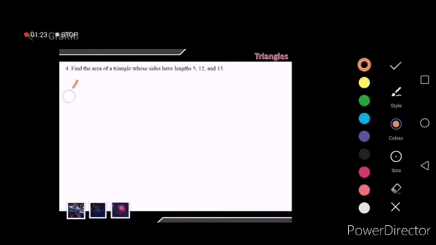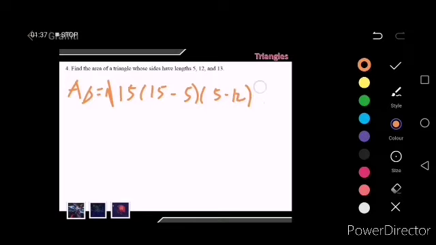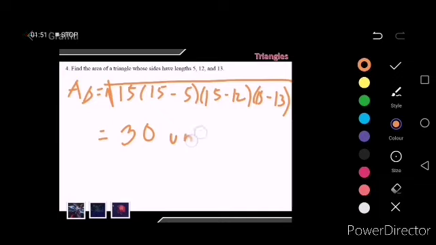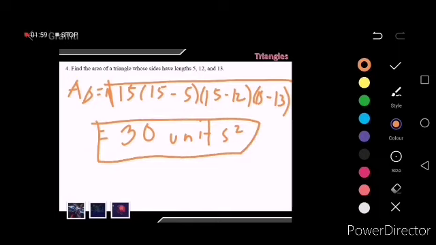So the area of the triangle is equal to the square root of 15 times 15 minus 5 times 15 minus 12 times 15 minus 13. And using your calculator, the answer should be what? 30 squared units. Yes, if a specific unit is not given, you write units at the end. So if it's area, you write squared units.